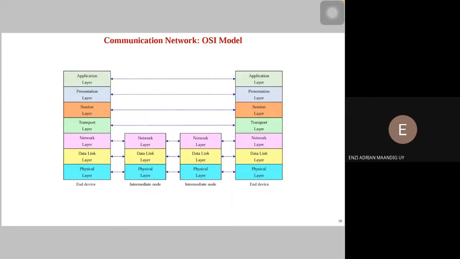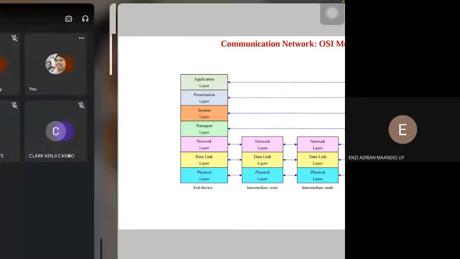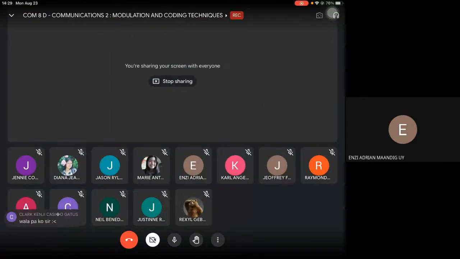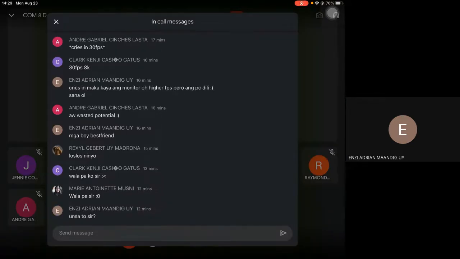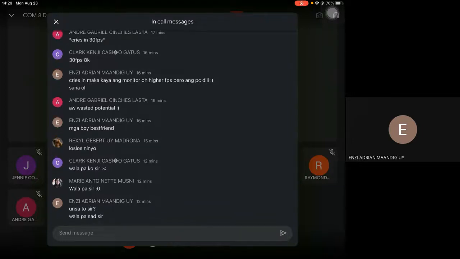Ano ba? So, di ko kaya sa responses niyo ito sa balik sa kuan. Wala pa? So, okay lang, no? Don't worry. Uy, unsa naman ning na-adiri sa kuan. Nasa chat.